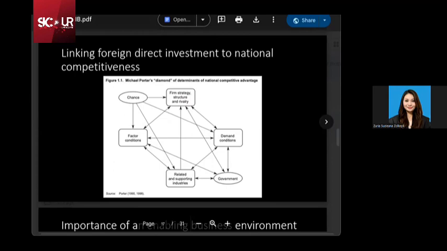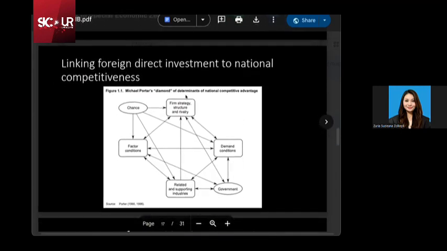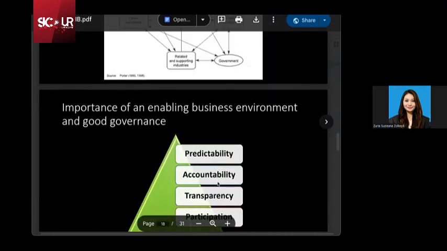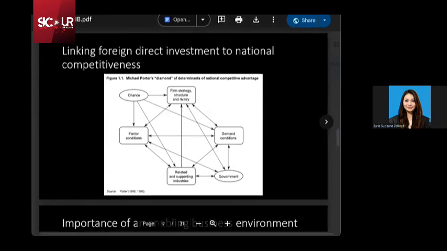The first one is factor conditions, and then we have demand conditions, related and supporting industries, and then firm strategy, structure, and rivalry. I'm going to explain a little bit about FDI and national competitiveness. I hope you can pay attention for a while, because after this you have a discussion question relating to national competitiveness.